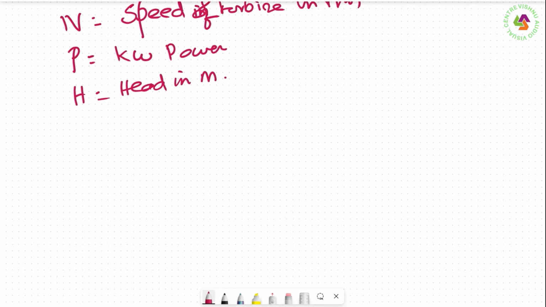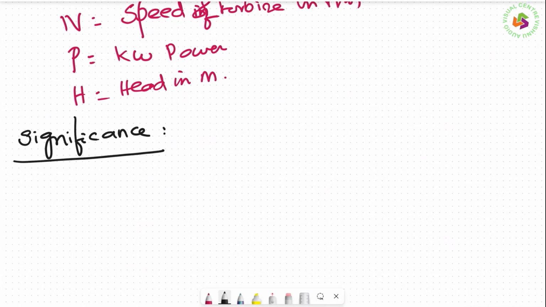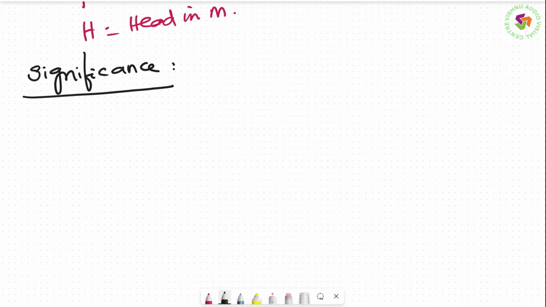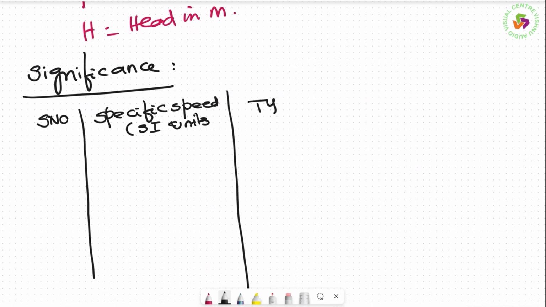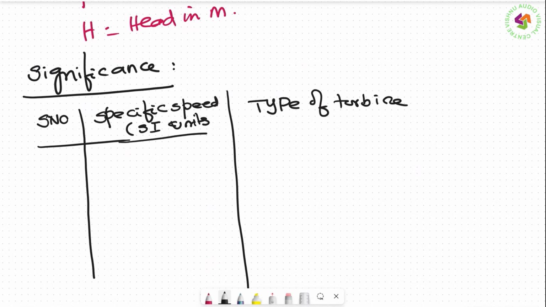What is the significance of this specific speed? The significance is that depending on the specific speed, we select the turbines. For example, I will put a table of the specific speed. If I don't write anything, please remember I am talking about SI units only. And what is the type of turbine you prefer? Type of turbine we prefer based on specific speed.